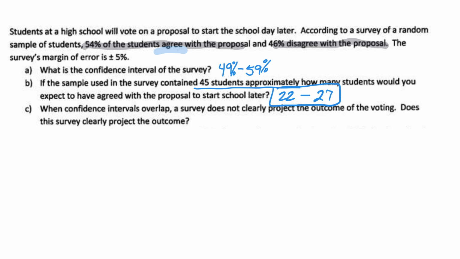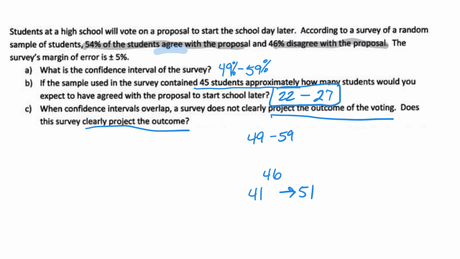Now, part C says, when confidence intervals overlap, a survey does not clearly project the outcome of the voting. Does this survey clearly project the outcome? Well, our approved was 49 to 59%, and our disapproved, with a mean of 46, the high end would be 51 and the low end would be 41. And we do clearly have an overlap because this one is 49% and this one is 51%. So we have an overlap of these two by about 3 points, the 49, the 50, and 51.